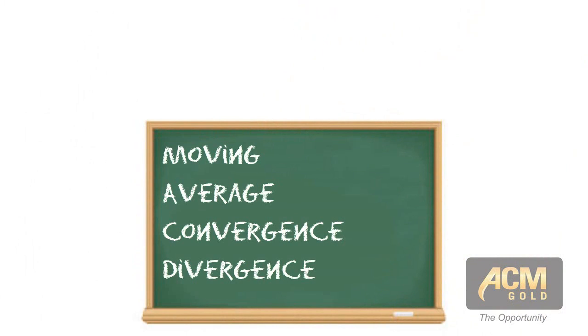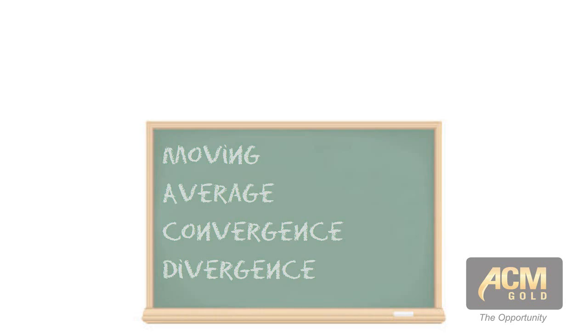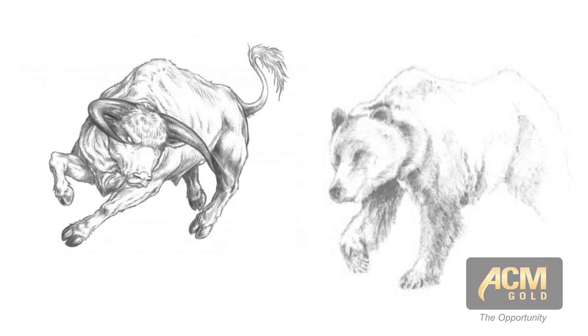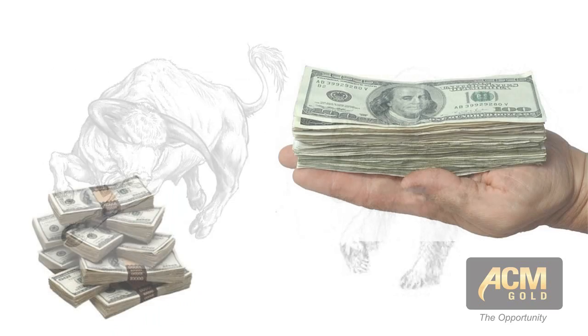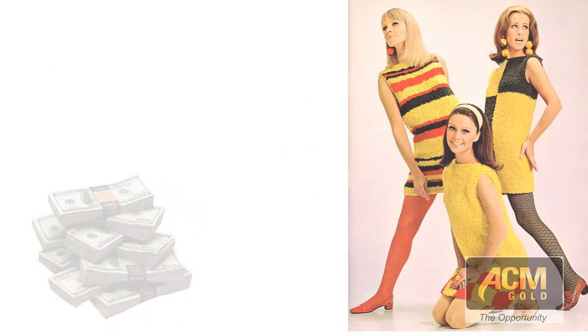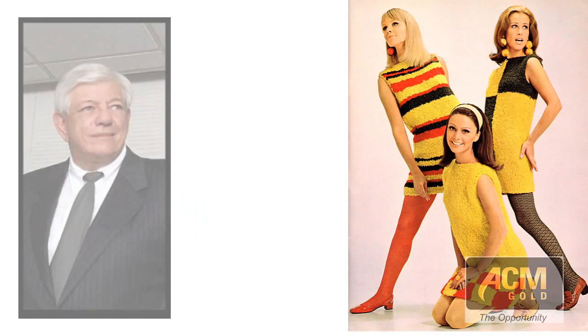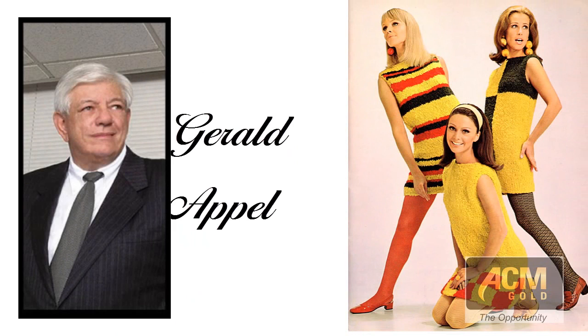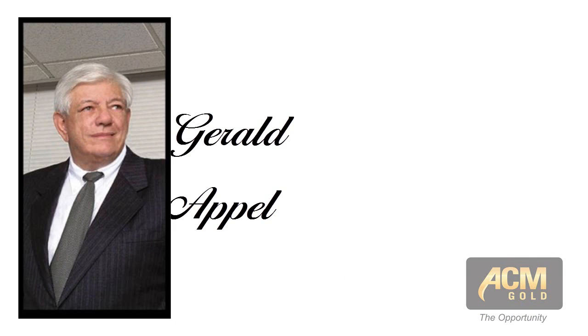MACD is an acronym for Moving Average Convergence Divergence. This tool is used to identify moving averages that are indicating a new trend, whether it's bullish or bearish. After all, our top priority in trading is being able to find a trend because that is where most of the money is made. The MACD was invented in the 60s by Gerald Appel and is one of the most widely used indicators in technical analysis today.